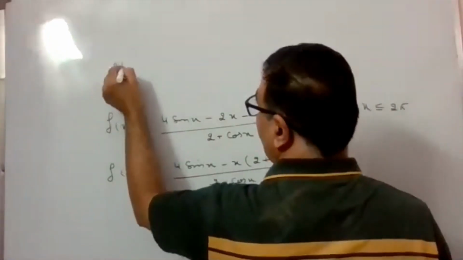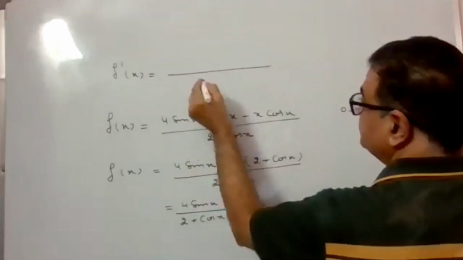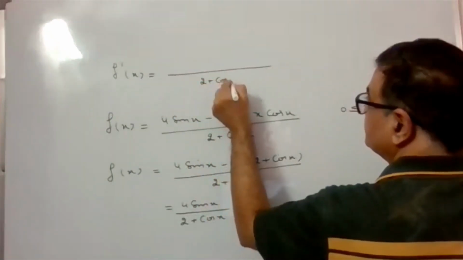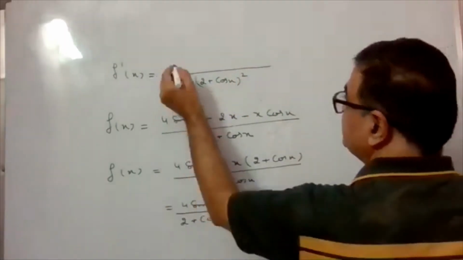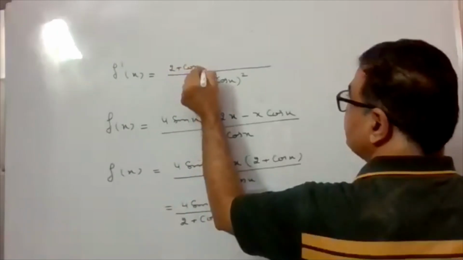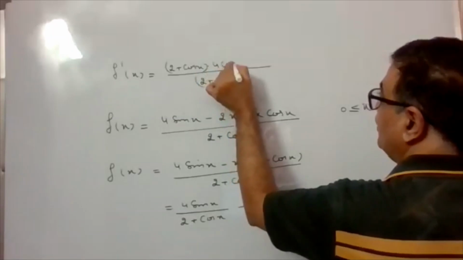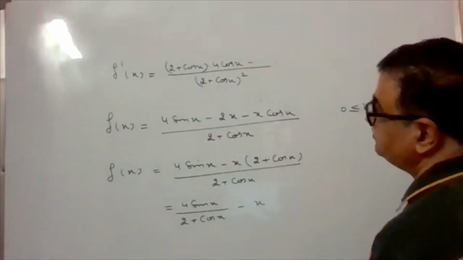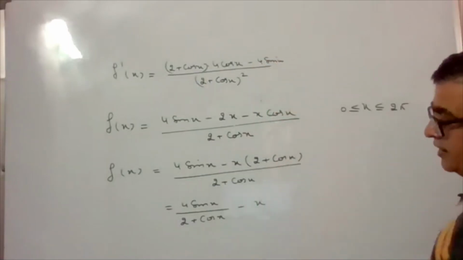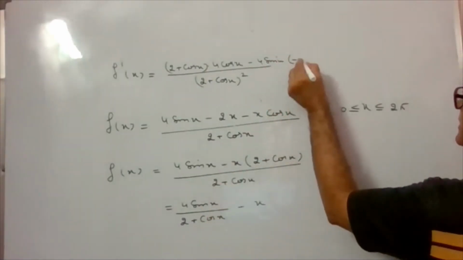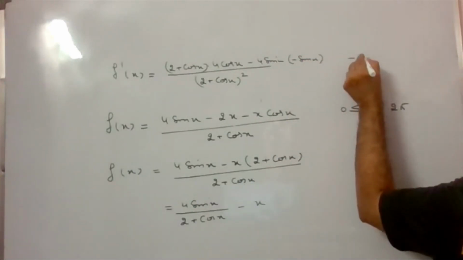So now we go for f dash x. This will go by the division rule. Two plus cos x whole square, then 2 plus cos x remains as it is, into the derivative of 4 sin x, which becomes 4 cos x, minus, then 4 sin x remains as it is, and then the derivative of 2 plus cos x will be simply minus sin x, and then it is minus 1 here.